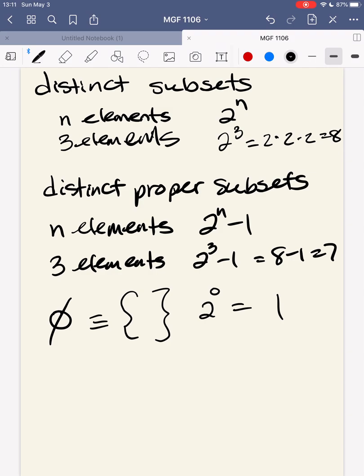All right, so go ahead and work through some of the examples. This is the end of 2.2. It's a very short section. I'll meet you on the other side for 2.3 for Venn diagrams.